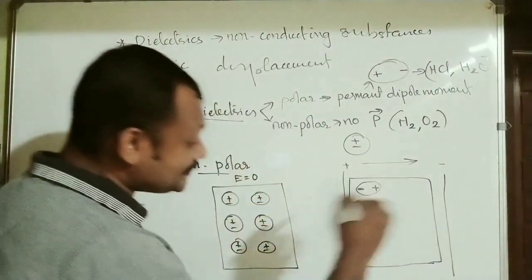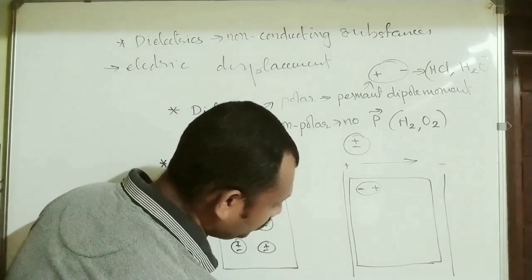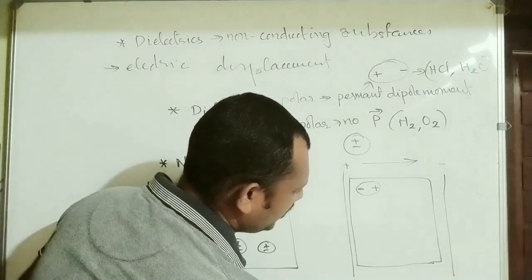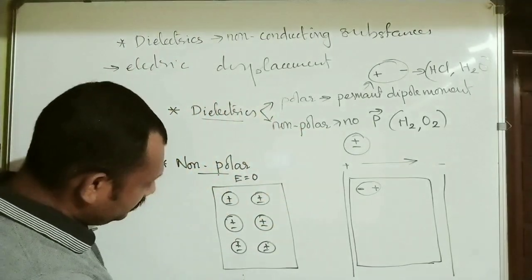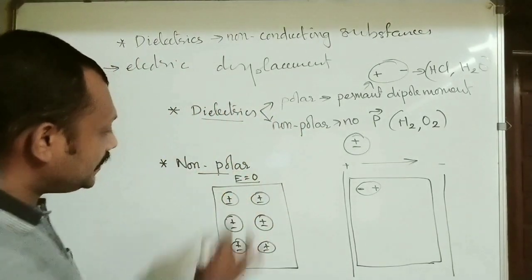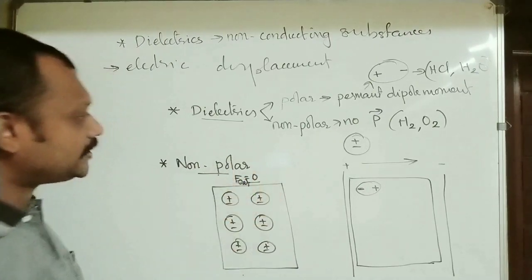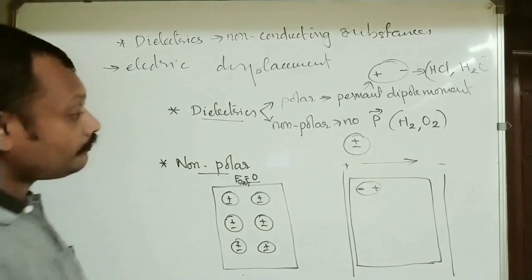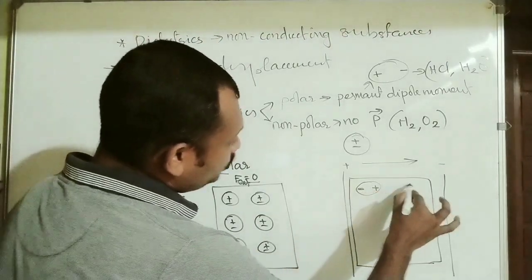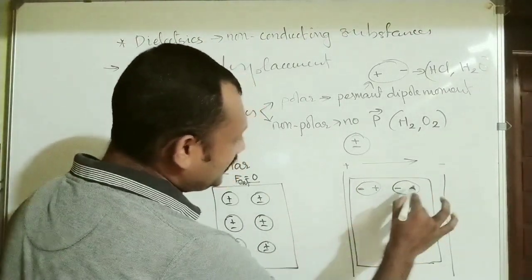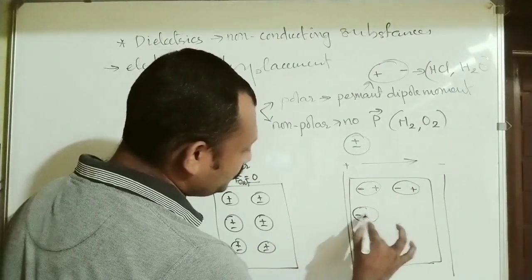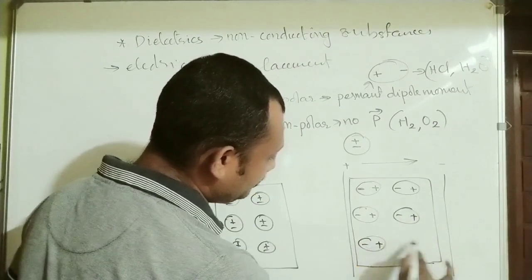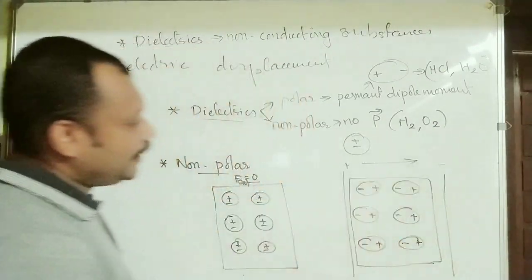Now see, in the presence of an external field, in the presence of E. In the previous case, the external electric field is equal to 0. It is not 0 in this case. This is negative, this is positive. Now let us consider another molecule, again negative, again positive, and take the next molecule, negative, positive, negative, positive, negative, positive, negative, positive.